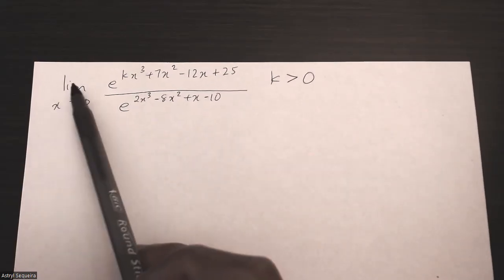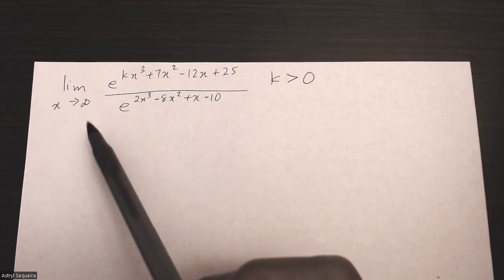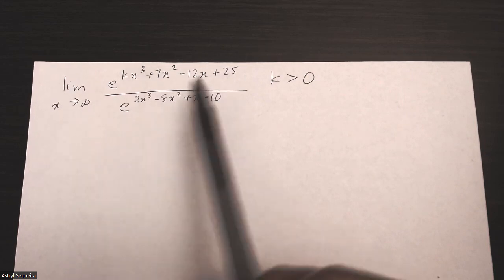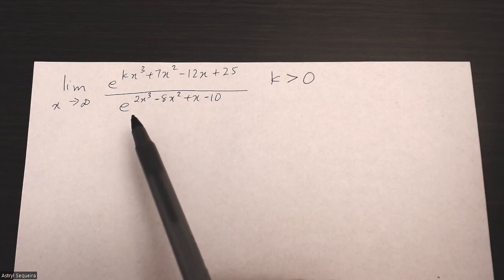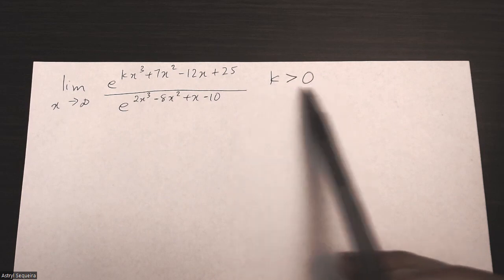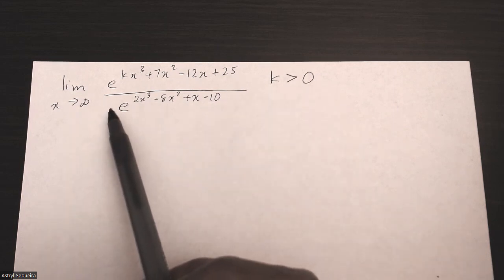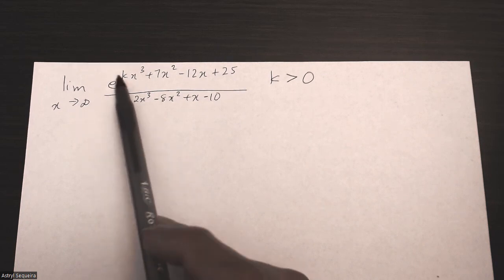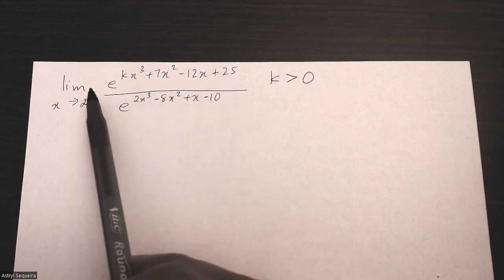All right, so in this video, we want to find this limit as x approaches infinity for these two exponential functions divided by each other over here. And we're also given that k is greater than 0, which is a bit important for this question. So you don't want to do L'Hopital's rule over here because it's going to get more complex.